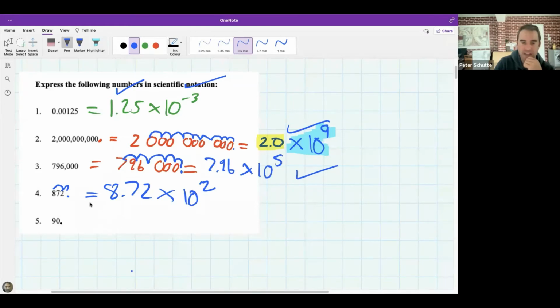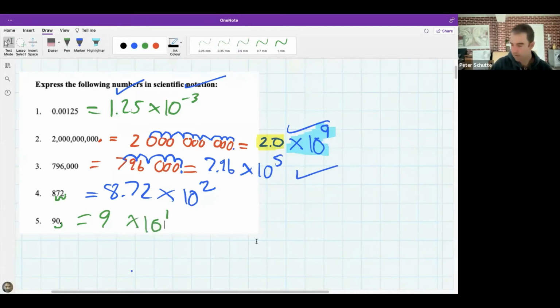So watch out there. If you got 3, you've jumped too far, because remember, you have to leave one number in front of the decimal point. And then the last one, 90, I'm just going to do one. Amandla is on the line, so I'm just going to send her to you. Perfect, no problem. Go ahead.